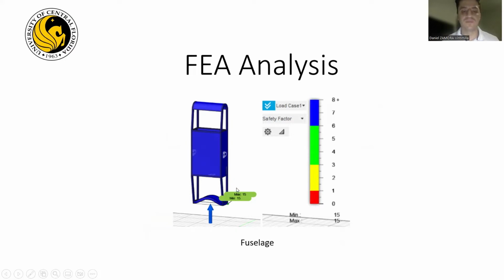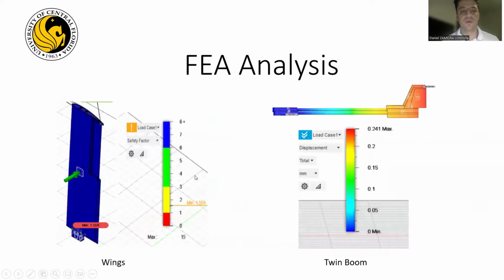Furthermore, we ran FEA analysis on both the wings and the twin boom from values obtained by doing CFD analysis. As we can see, the factor of safety is above 6 on most of the surface area of the wing, and the displacement is very minimal, being 0.241 millimeters on the twin boom.